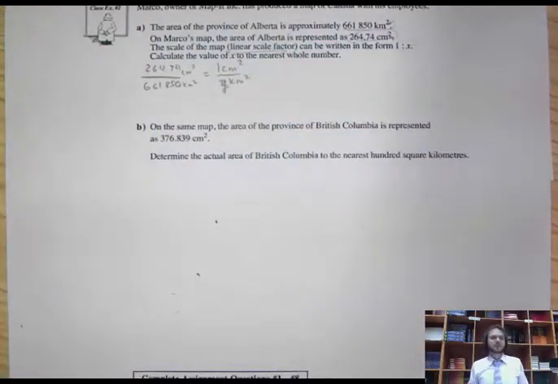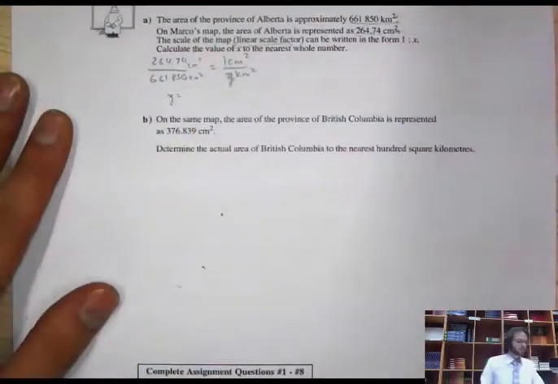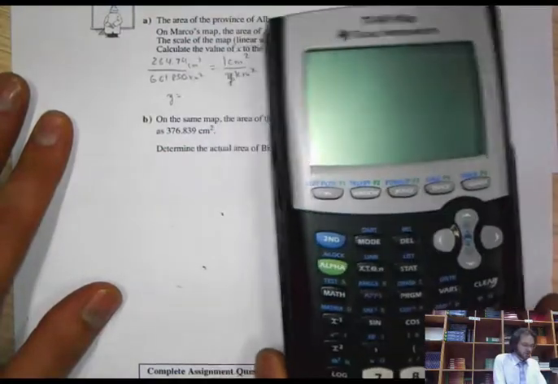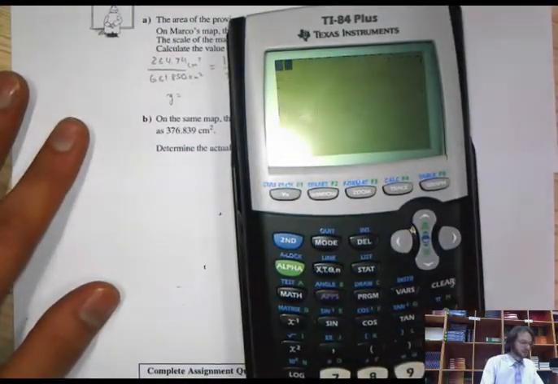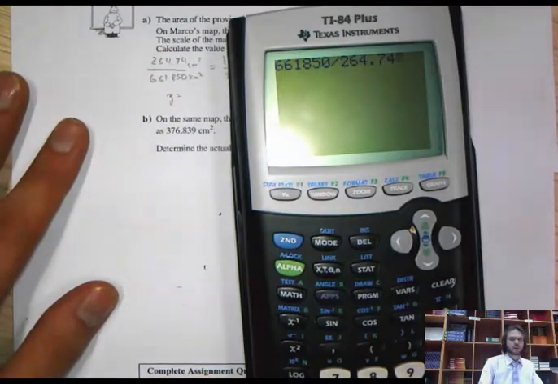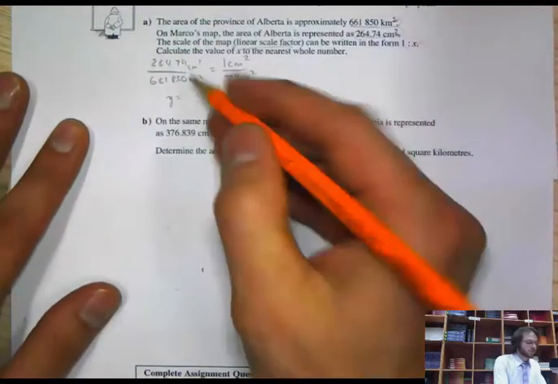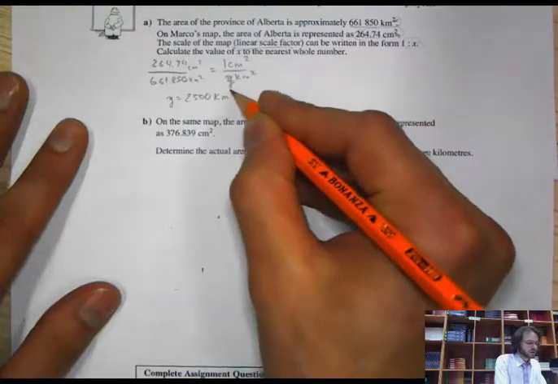Okay? So if I solve that, rearrange for y, then we get y is equal to, I'm going to solve this, so let's take a look. I'm going to go 661.850 divided by 264.74. And I hit enter, gives me 2,500. So y is equal to 2,500 kilometers squared.